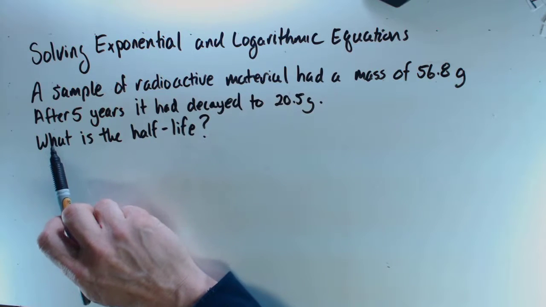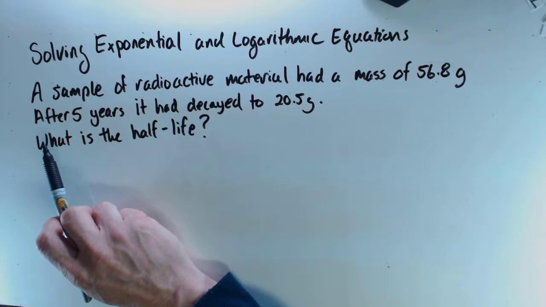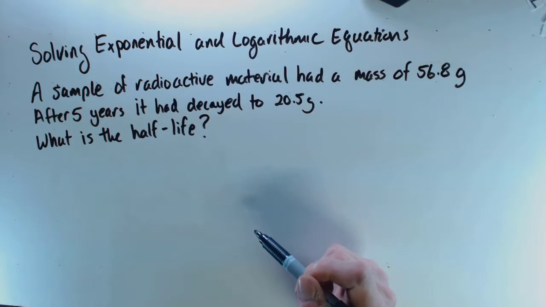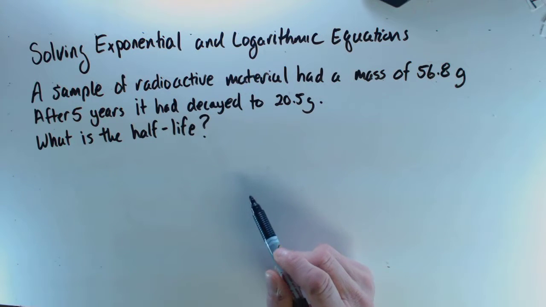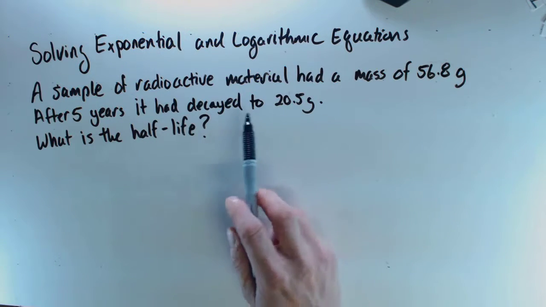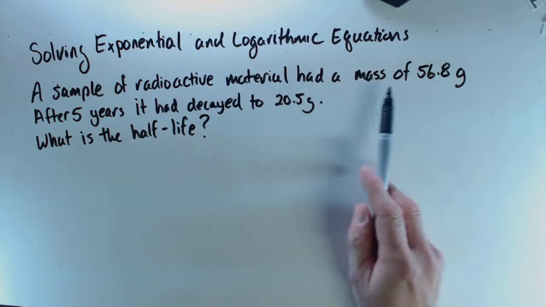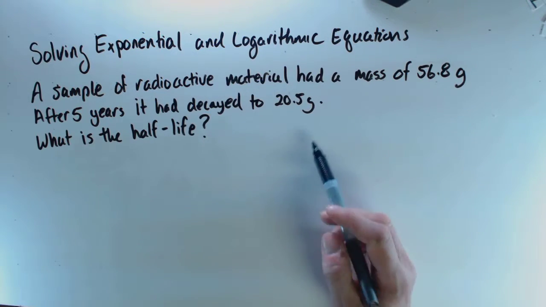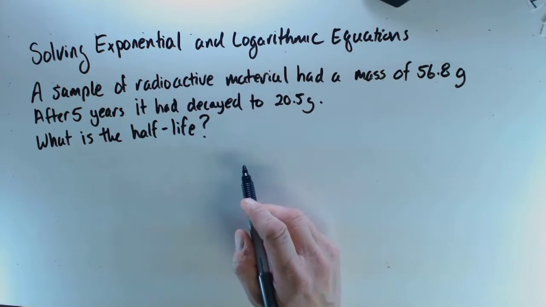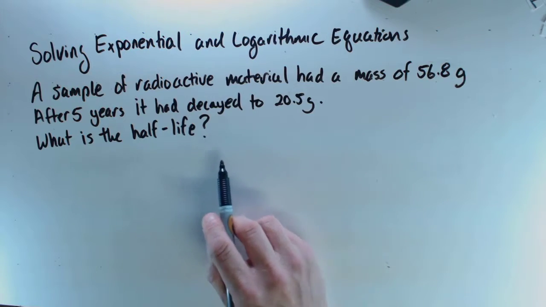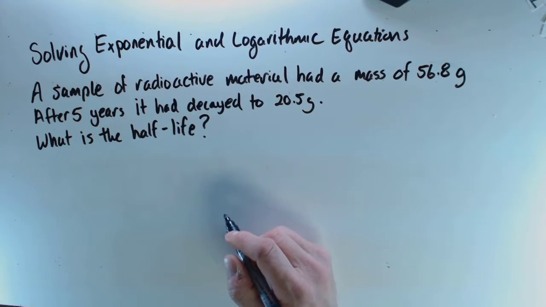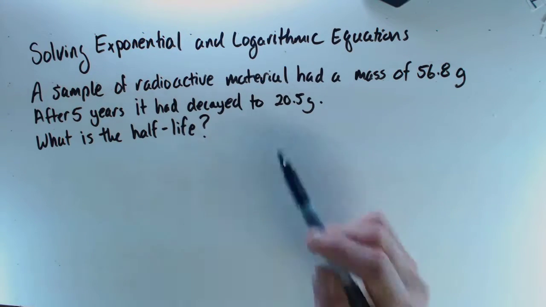Okay, this is an example of an exponential relationship, the type of word problem that we come across all the time. This is not really very realistic. You usually don't have the material decaying down to nothing. Anyways, here's a word problem. It's a radioactive decay problem. We know how much is decayed.